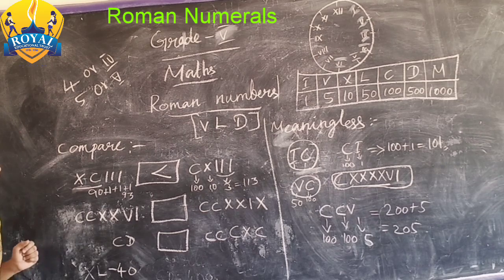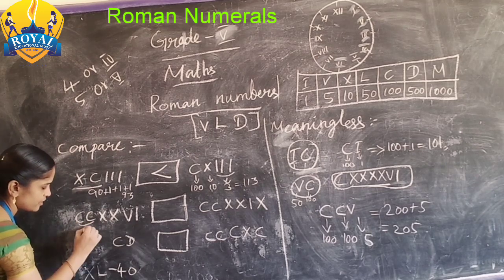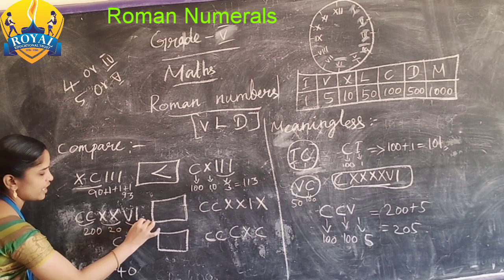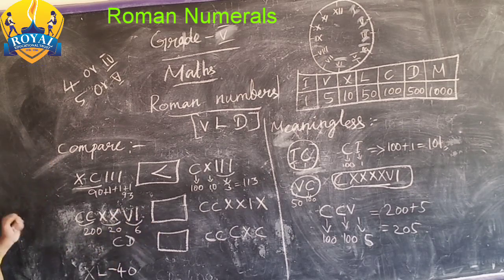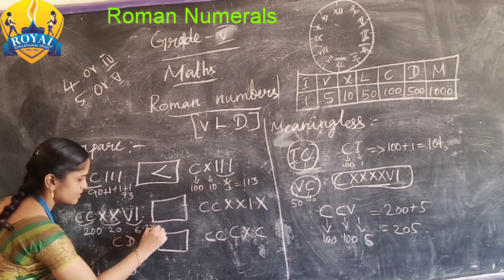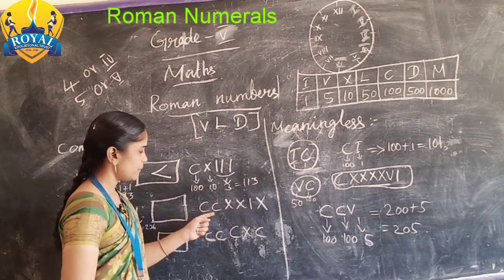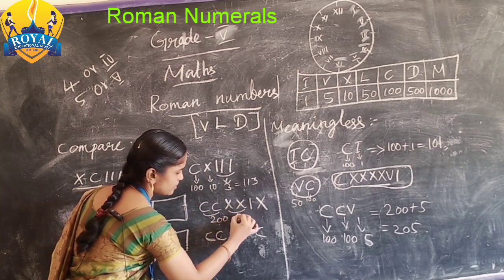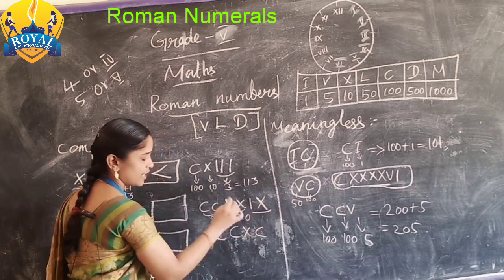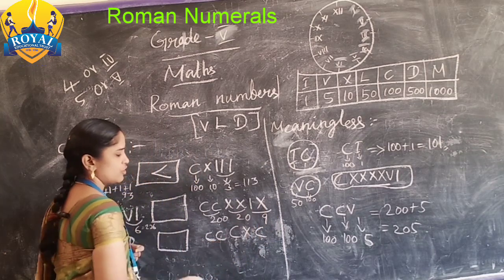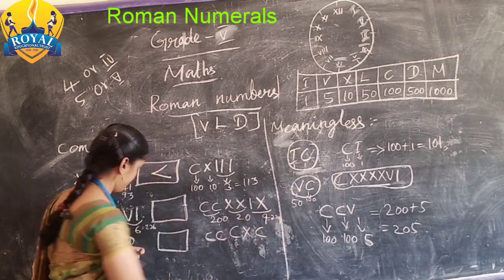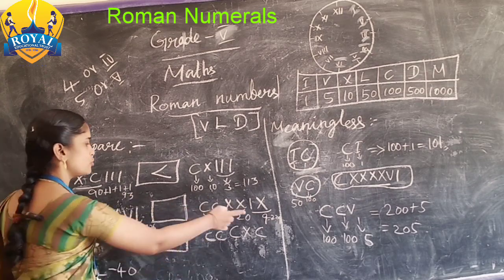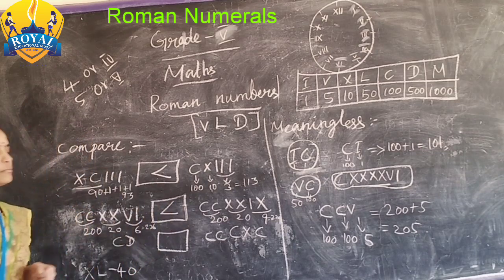Okay. The next one is CCXXVI. We get CC 200 and XX 20. VI, that is 6. So 226. Okay student. Here CC is 200 and XX means 20 and IX means 9. So 229. Which one is biggest, 226 or 229? Yes, 229. So we put a symbol less than.